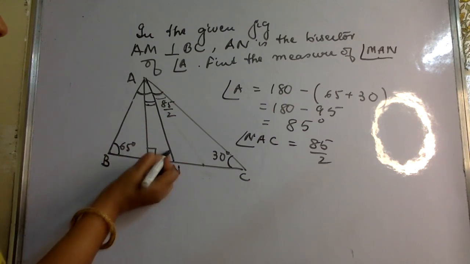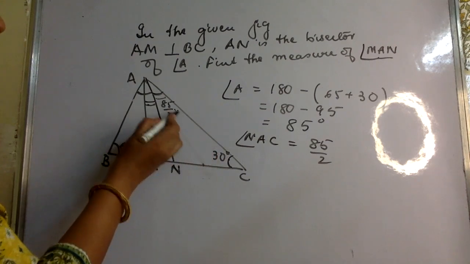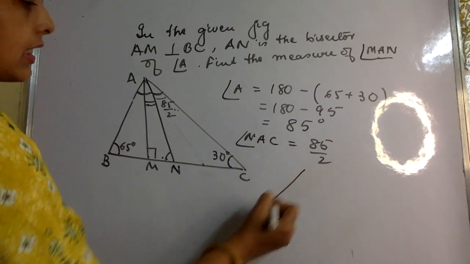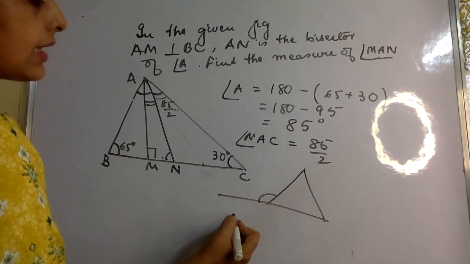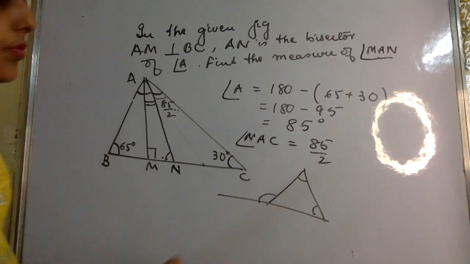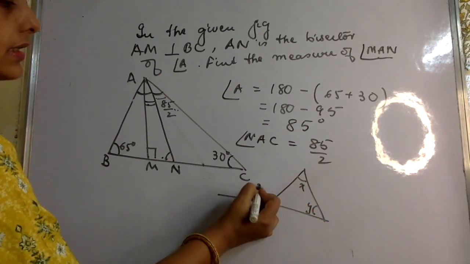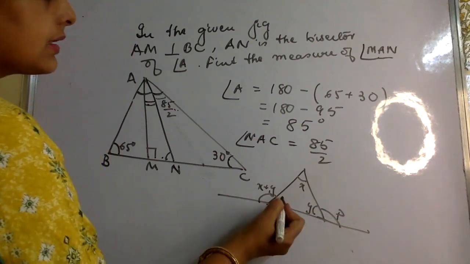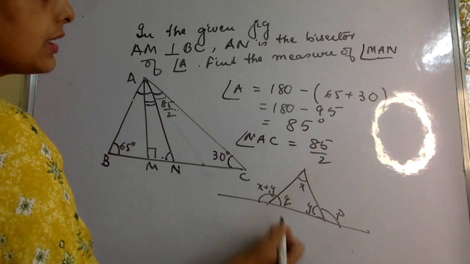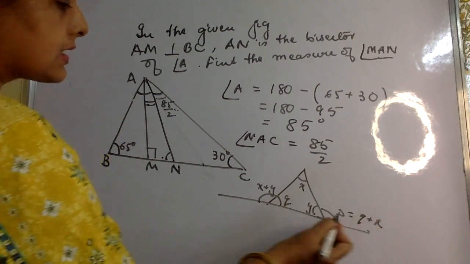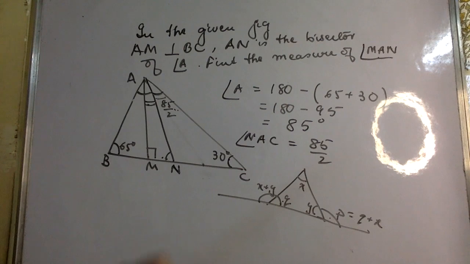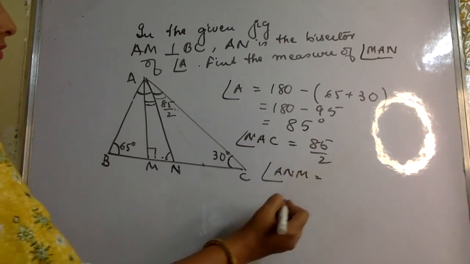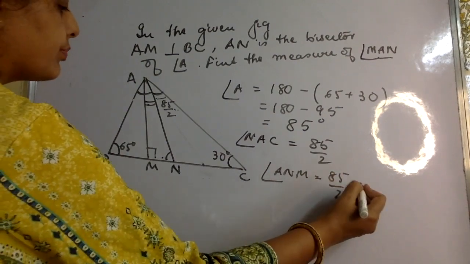So this angle is equal to the sum of interior opposite angles. This is an exterior angle in a triangle. If you have a triangle like this, the exterior angle is always equal to the sum of the interior opposite angles. So if this is x and y, then this is x plus y. Or if I extend this and this is P, and supposing this is Q, then P is equal to Q plus X, that is, this is equal to this plus this. So angle ANM is equal to 85 by 2 plus 30 degrees.